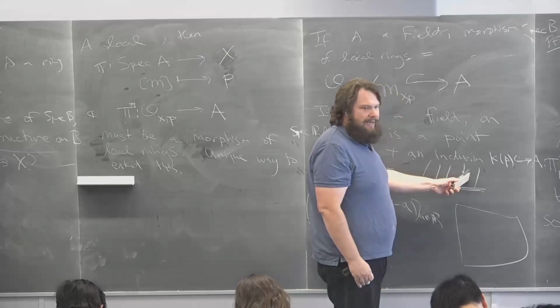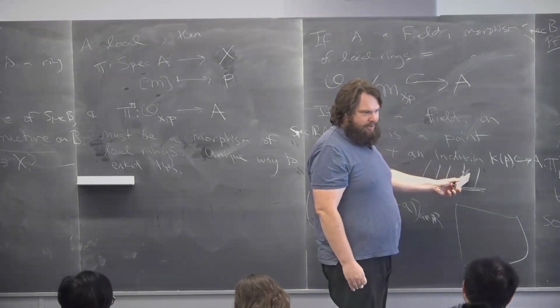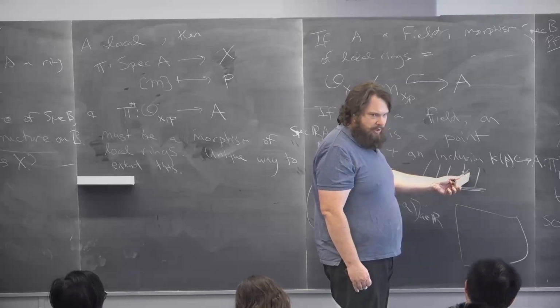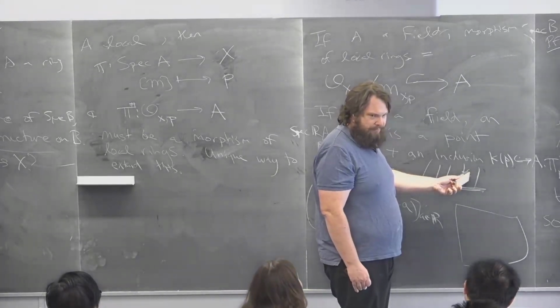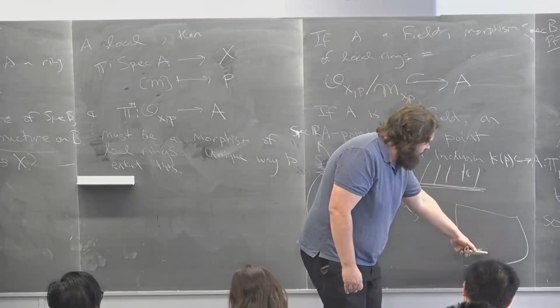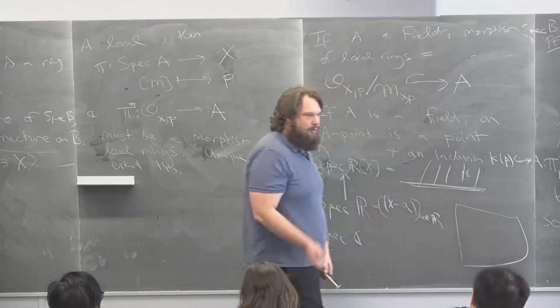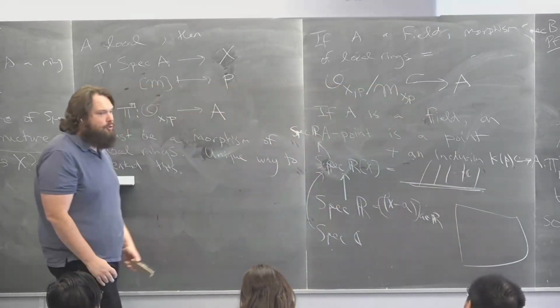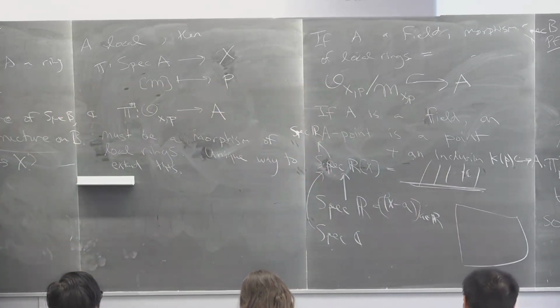The point is, this isn't canonically C. It's R adjoin a solution of the quadratic equation. So that corresponds to two different C points, corresponding to the two different solutions of that quadratic equation in C.